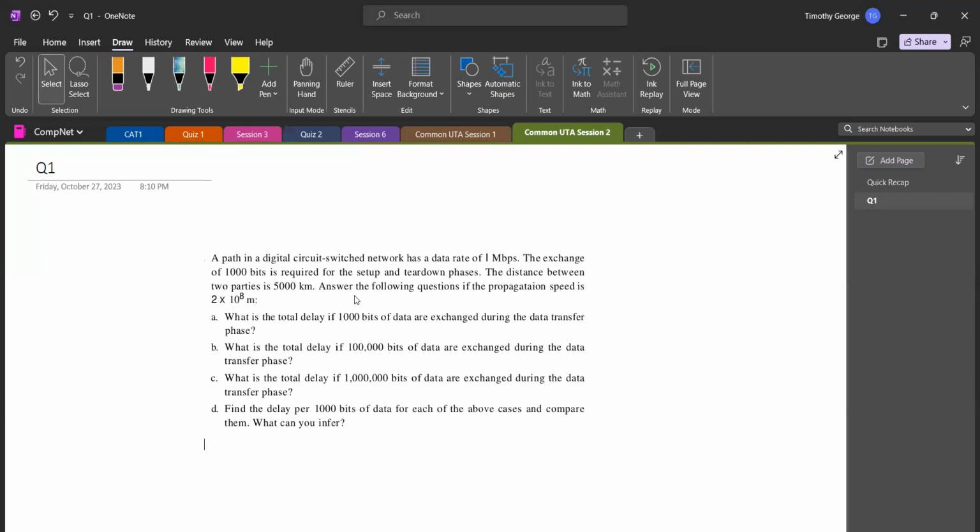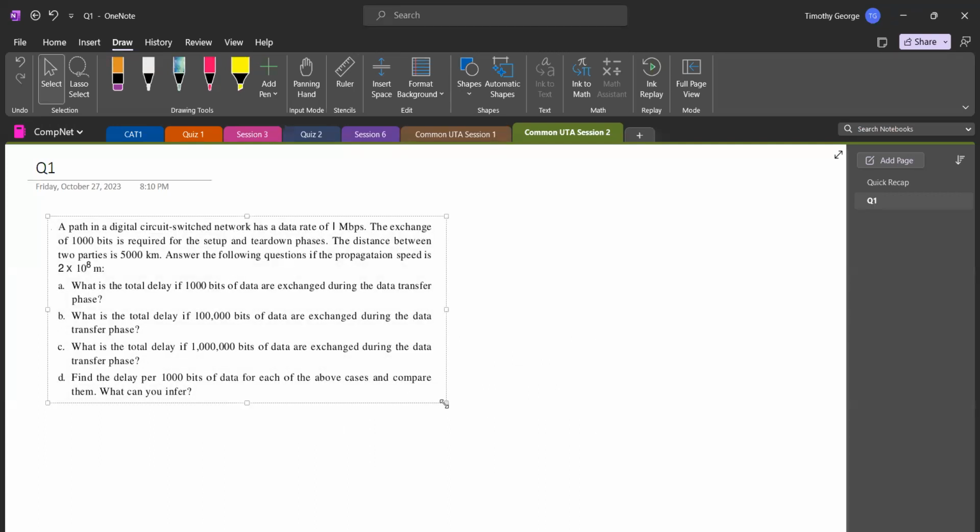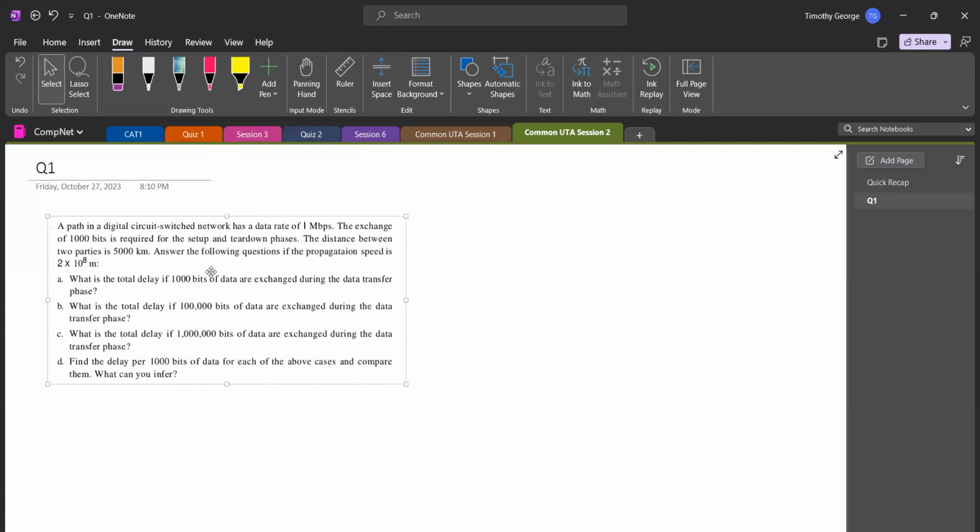So this is our first question. We're given a path in a digital switch network that has a data rate of 1 megabit per second. The exchange of 1,000 bits is required for the setup and teardown phases. The distance between the two parties is 5,000 kilometers. Answer the following questions if the propagation speed is 2 × 10^8. What is the total delay of 1,000 bits of data exchanged in the data transfer phase?